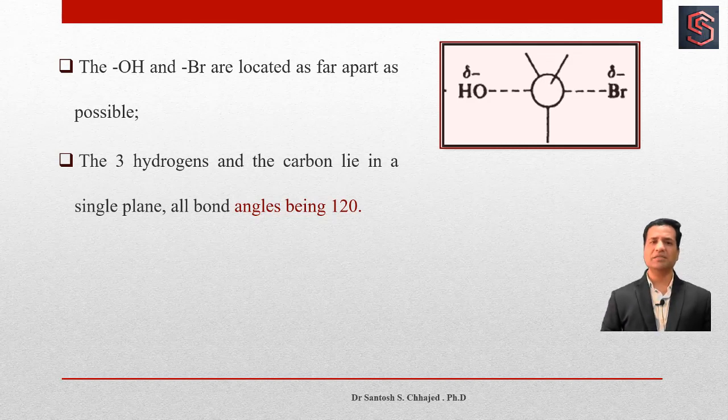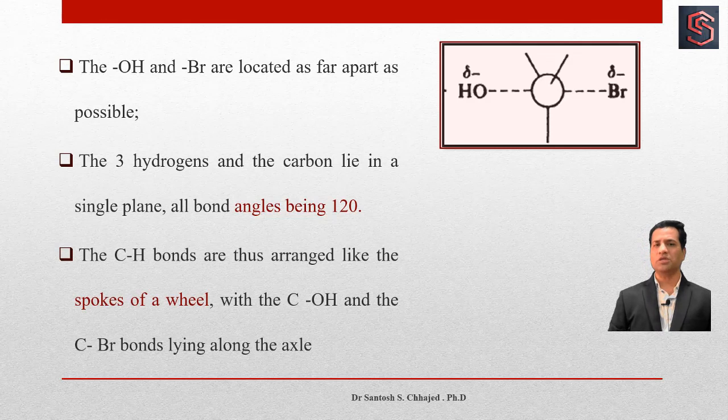It is clear in the transition state that the three hydrogens on the carbon lie in a single plane, all forming bond angles of 120 degrees. The C-H bonds are thus arranged like the spokes of a wheel, with the C-OH bond and C-Br bond lying along the axle. So this is how the transition state is viewed as the wheel of a cycle, and the C-H bonds are considered as its spokes.